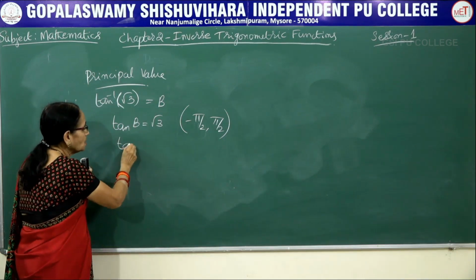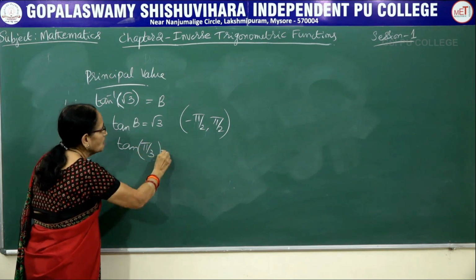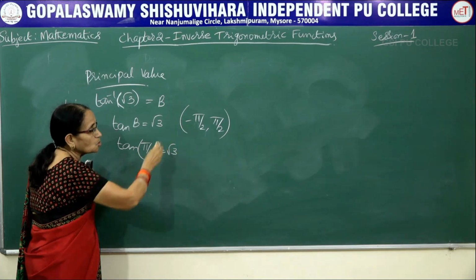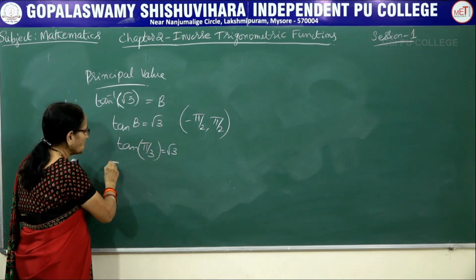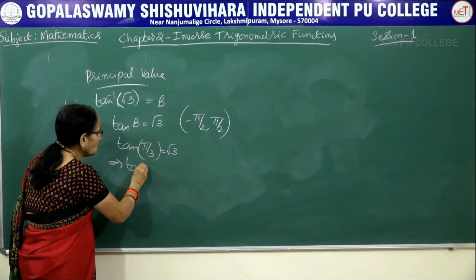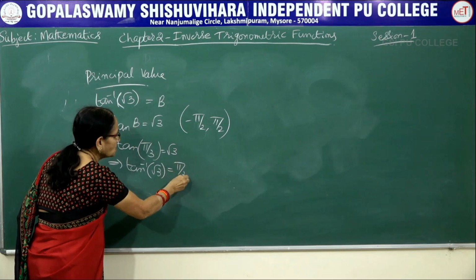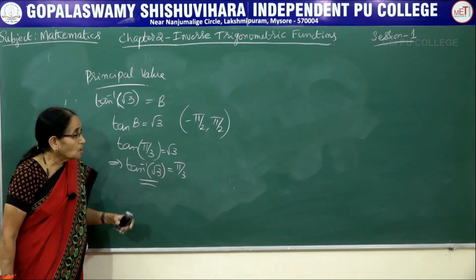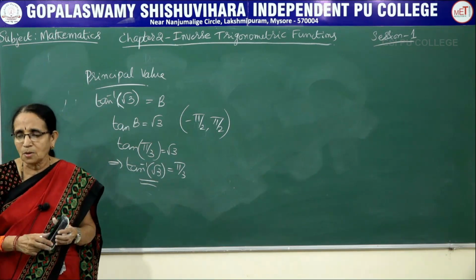And we know that tan of 60, or in other words pi by 3, is equal to root of 3, and pi by 3 lies in this open interval minus pi by 2 and plus pi by 2, which implies that tan inverse of root 3 can be written as pi by 3. So, these are the principal values of the respective inverse trigonometry functions.